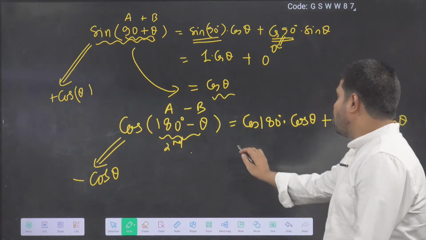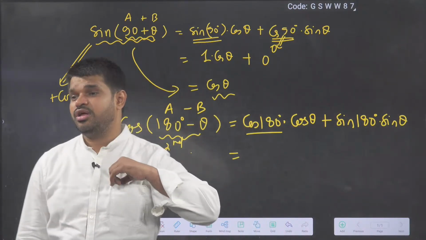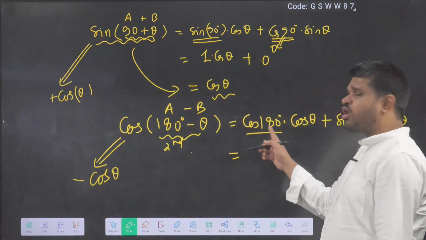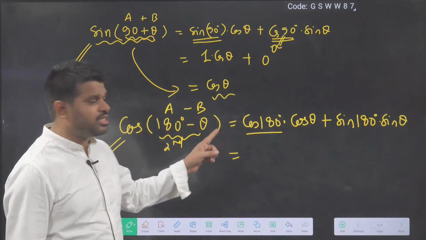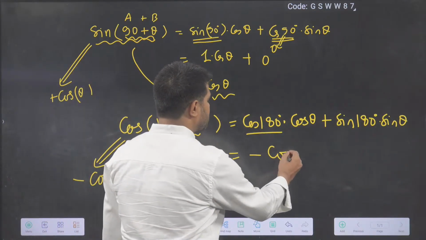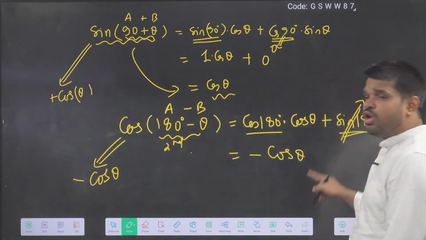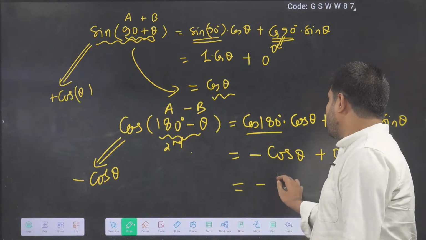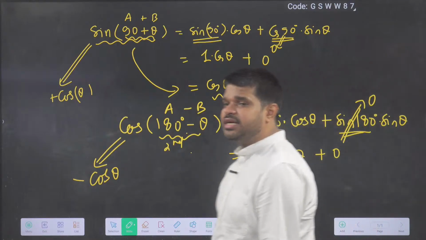Now who will tell me cos 180? I told you in the last to last lecture. What is cos 180 degrees? Minus 1. Yes, cos 180 degrees is minus 1. Minus 1 into cos theta becomes minus cos theta. And sin 180 degrees is 0. 0 multiplied with anything becomes 0. So what we got is minus cos theta. So cos 180 minus theta is minus cos theta.